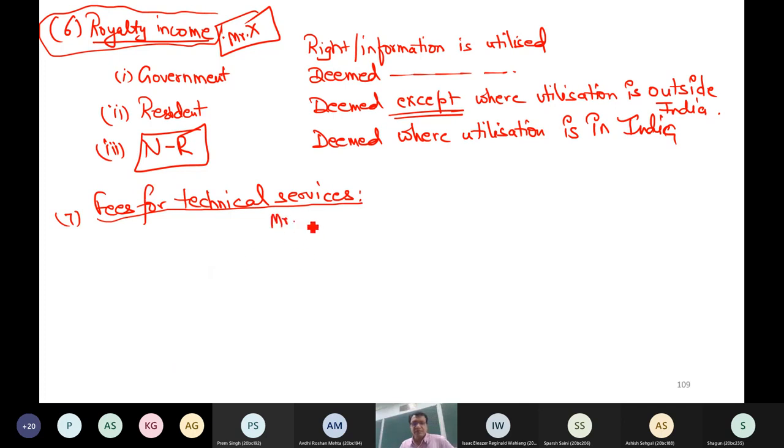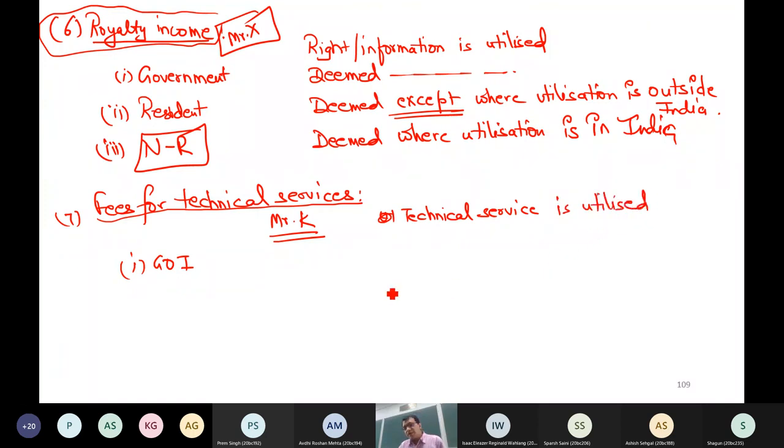If Mr. K is an engineer who has given any technical service to Government of India, then what will happen? This income, if this technical service, so now I will use what word? This technical service is utilized. That's it. So this conceptual heading has been changed. Otherwise, the things are same. Where technical service is utilized. If I have provided my technical service to Government of India, it does not matter where GOI, Government of India, is utilizing my technical service. Income is always deemed to accrue or arise.